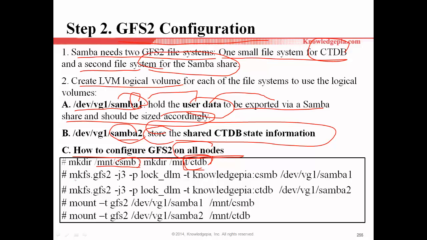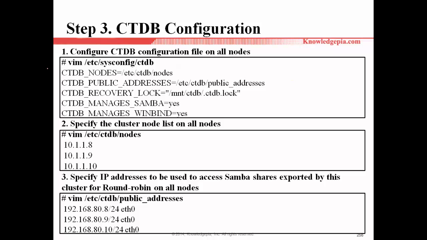Now let's create the GFS2 file system, with the journals, the lock protocol and lock table. In my case the names are csmb and ctdb, with volume group 1, logical volume samba1 and logical volume samba2. And then mount these GFS2 file systems: samba1 will be mounted on /mnt/csmb, and samba2 will be mounted on /mnt/ctdb.